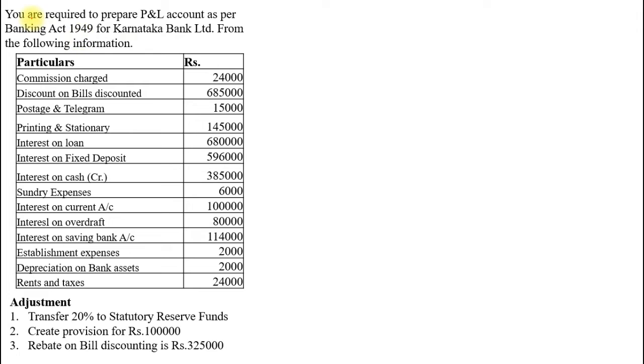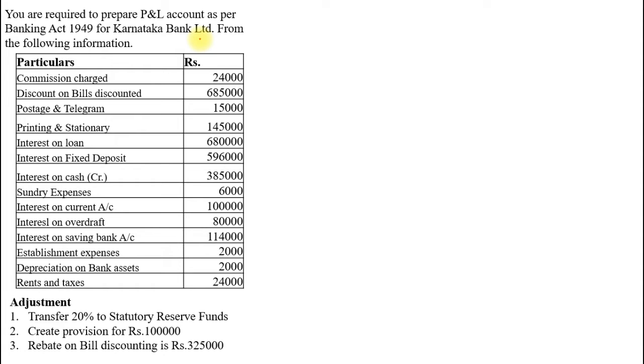Okay, now the question given is you are required to prepare P&L account as per Banking Act of 1949 for Karnataka Bank Limited from the following information. Then they are giving you particulars and amount under which we have commission charge, discount on bill discounted, postage and telegram, printing and stationery, interest on loan, interest on FD, interest on cash, sundry expenses, interest on current account, interest on overdraft, interest on saving bank account, establishment expenses, depreciation on bank asset, rent and taxes.